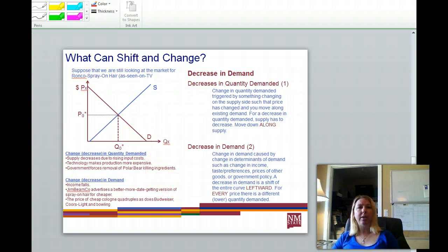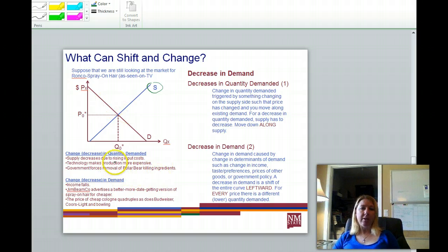So we can also look at how demand changes, and what causes demand to change. Some of the things that can cause demand to change are, again, tastes and preferences, income, government policy, prices of other goods. So for example, when we have a decrease in quantity demanded, if something changes in the supply, then that's going to be reflected as a change in quantity demanded.